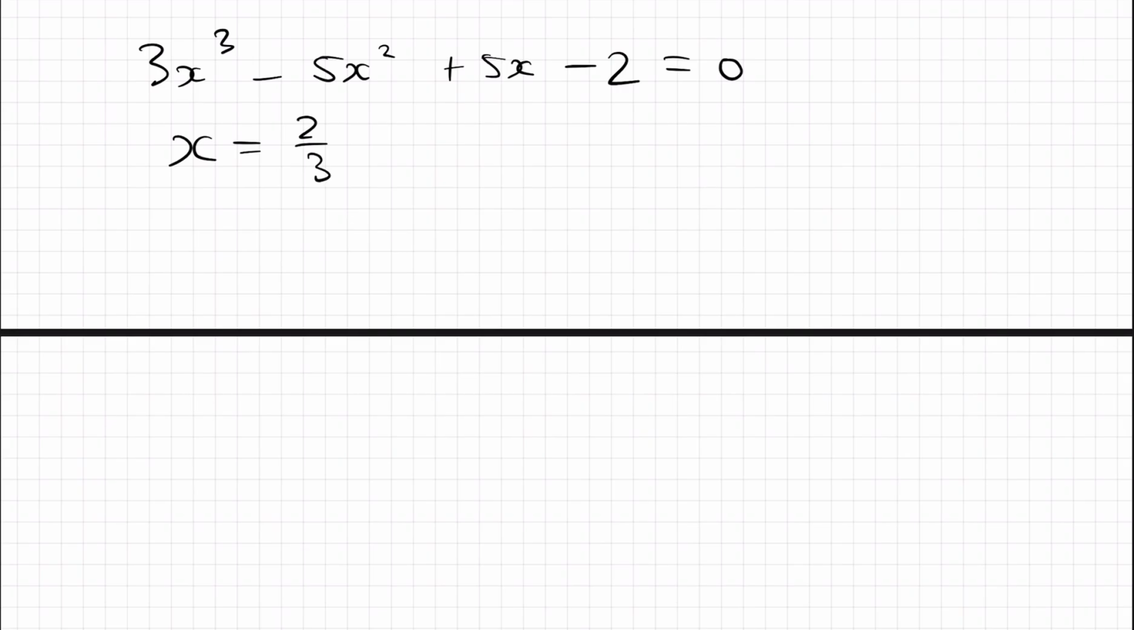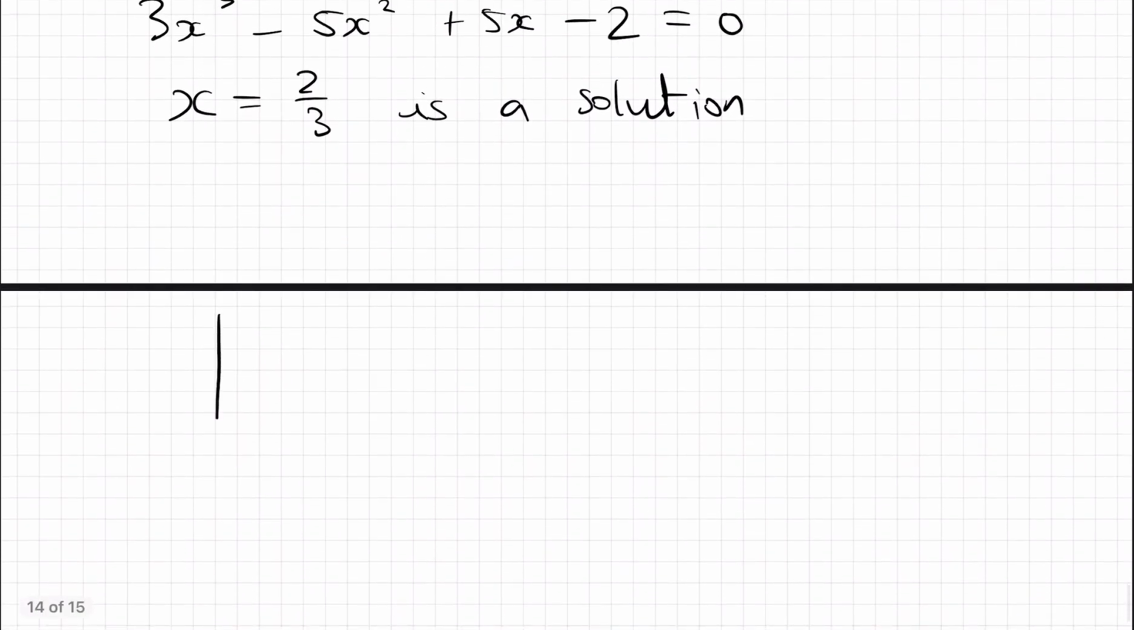So let's have something slightly more complicated. Let's have 3x cubed minus 5x squared plus 5x minus 2 equals 0. So this one's a bit hard to spot, but you may just be given that x equals 2/3 is a solution. So let's put this into our polynomial long division, synthetic division, and we'll see the result we get.